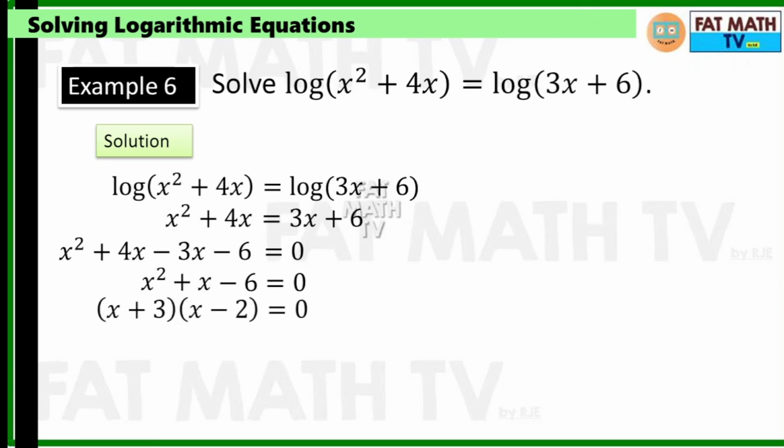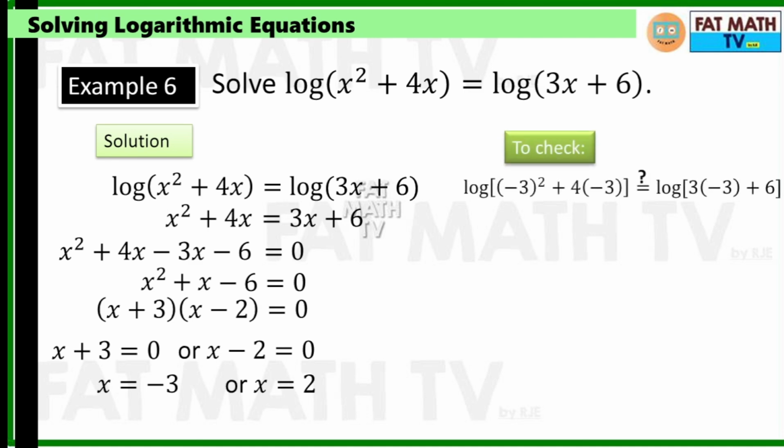So x plus 3 times x minus 2 equals 0. That will give us x plus 3 equals 0 or x minus 2 equals 0. And then put 3 to the other side, it will be negative 3. Put negative 2 to the other side, that will be positive 2. So we have negative 3 and 2. Let us check if they will both satisfy the given equation. If it's negative 3, we will have logarithm of negative 3, which is not defined in the set of real numbers. So negative 3 is not a solution.